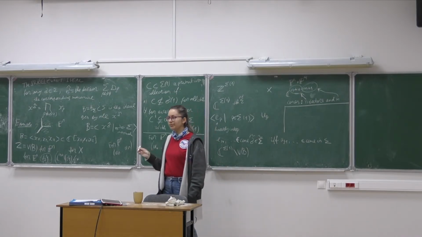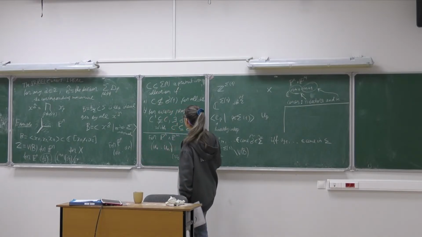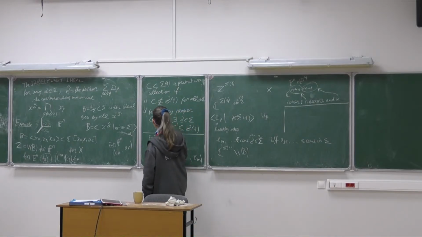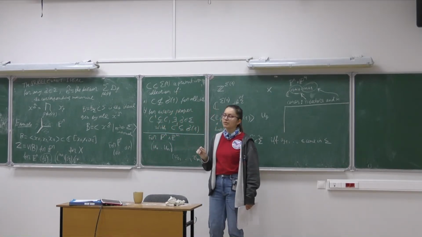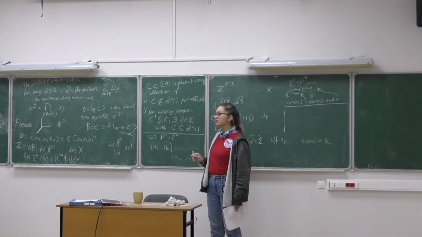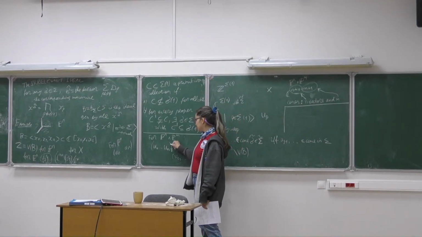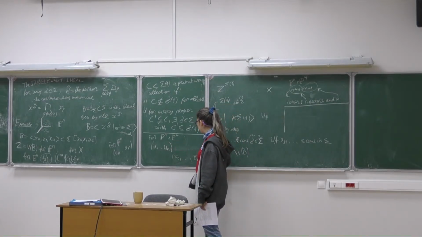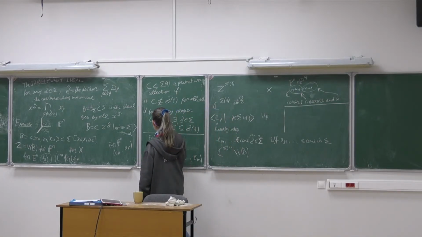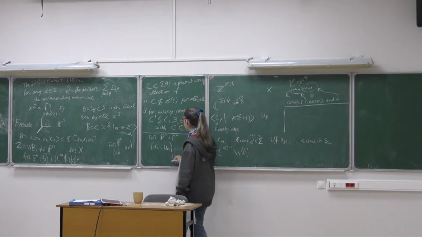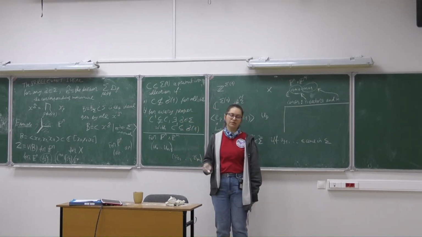Is it okay? First of all, let us discuss what the primitive collections are for Pn times Pm. The answer is that the only two primitive collections are this one and this one. This corresponds to the primitive vectors on the edges of this Pn, and this corresponds to all the primitive vectors on the edges of the second Pn.